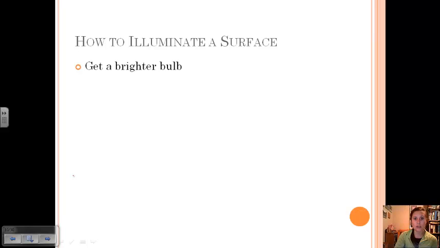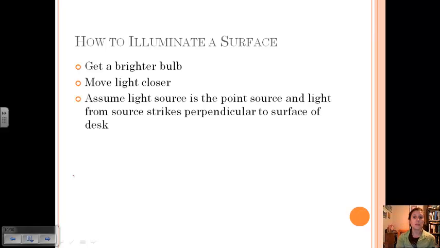Okay, so let's talk about how to illuminate a surface. We talked about the difference between the 1 meter sphere and the 2 meter sphere, and how the 2 meter sphere wasn't going to get illuminated as much due to that inverse square relationship. So to illuminate a surface better, you need a brighter bulb, you need more luminous flux, or you need to decrease your radius, move your light closer. If you assume that the light source is the point source, so like the light bulb is coming from that one specific point, and light from the source strikes perpendicular to the surface of whatever it is you're measuring.